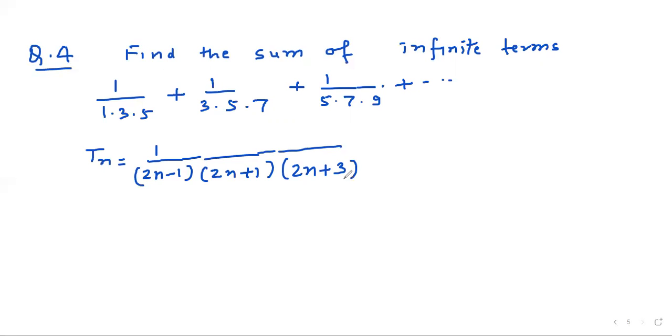We can verify by putting values. Suppose we write n equal to 1. From here we will get 1, from here it will give 3, and then from here it will give 5. If we consider the second term, n equal to 2, if we put n equal to 2, this will give 3, this will give 5, this will give 7. So it is correct. Now, in order to find the sum, first of all, we have to simplify it. For this, we are going to use partial fractions.